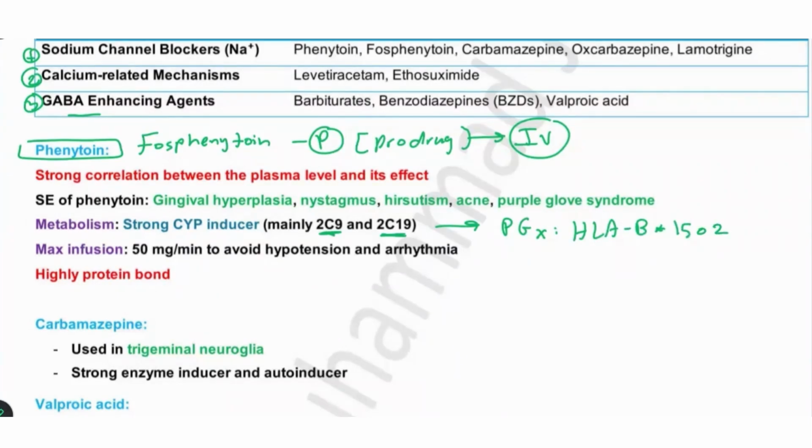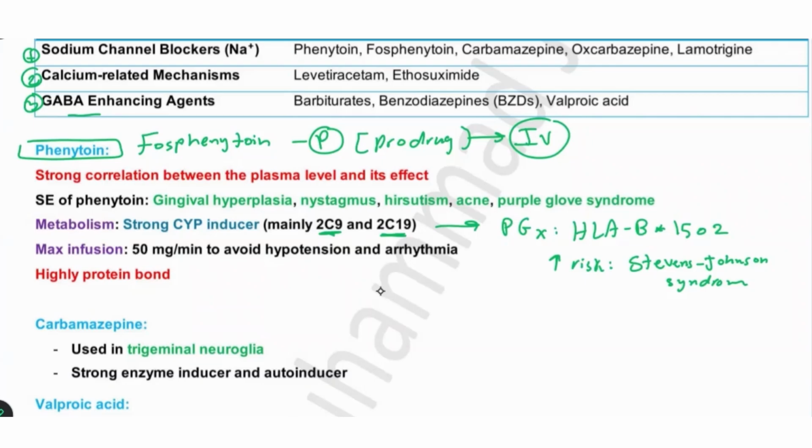B1502 allele and they take phenytoin, they are subjected to a higher risk of a dangerous cutaneous condition known as Stevens-Johnson reaction or Stevens-Johnson syndrome, which is a life-threatening condition that leads to severe blistering of the skin. So you should avoid phenytoin in these patients. And we've said that the Asian race is subjected to this problem more than others.